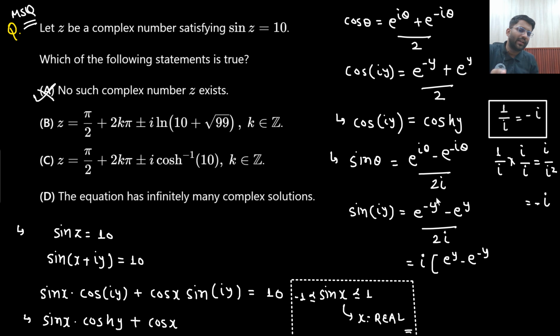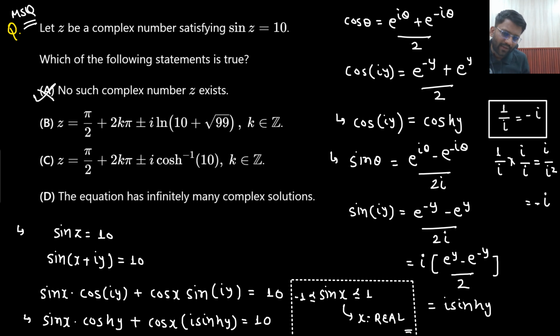So iota is going to the upper side. Negative sign, 1 by iota is equal to minus iota, so the negative sign is going inside. So e to the power y minus e to the power minus y, divided by 2. Now what is this? This is sine hyperbolic y. So sin iota y is nothing but iota sine hyperbolic y. So in place of sin iota y, what will I put? Iota sine hyperbolic y.